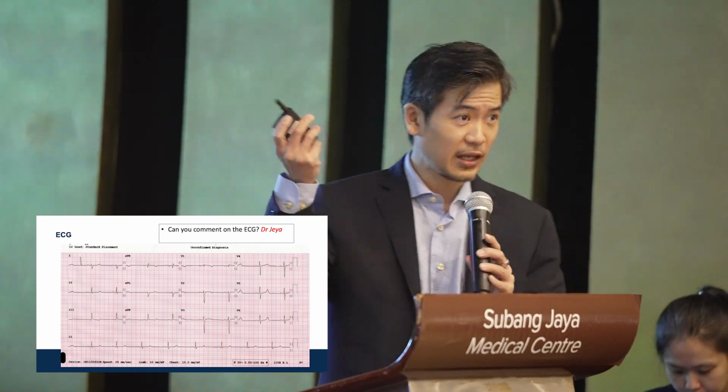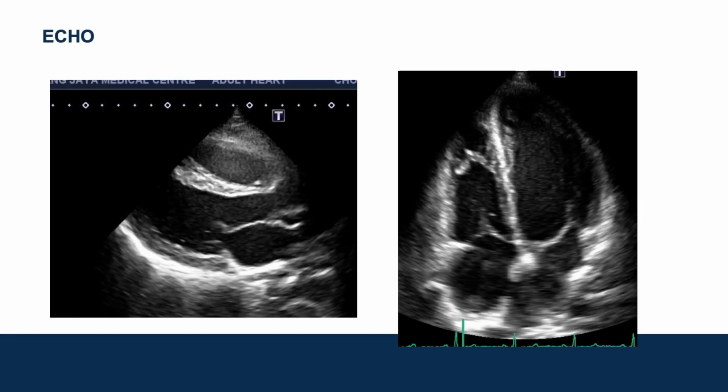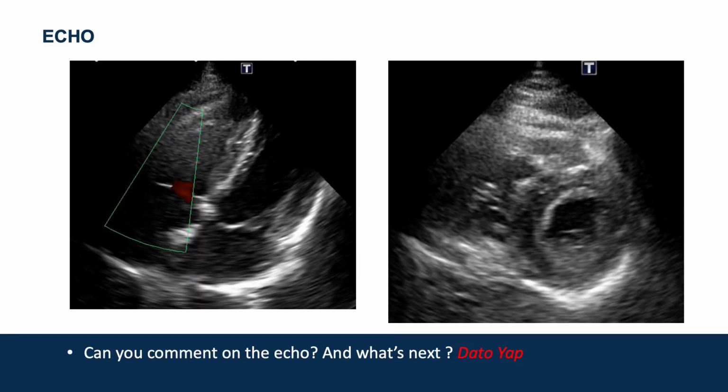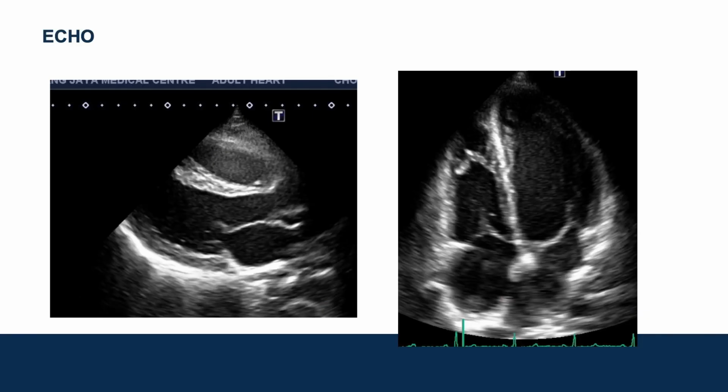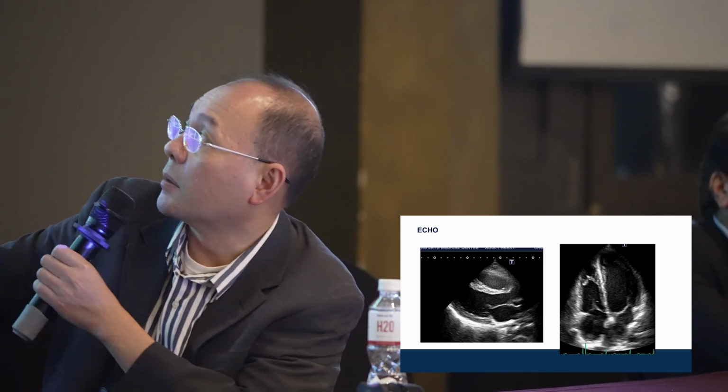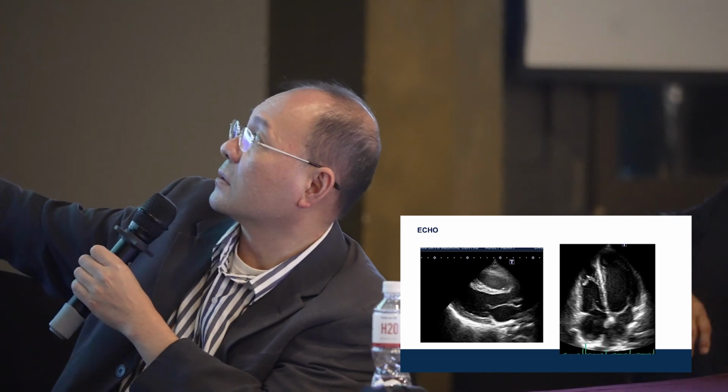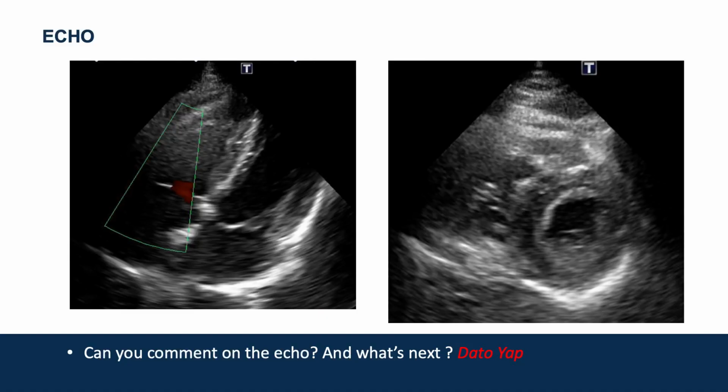So we did an echo, and this is a still image, but one look at these 4 still images, maybe I can get Dr. Yap to comment on the echo. Normally on the echo, this on the left is the 4-chamber view. On the 4-chamber view, this part is your left ventricle, left atrium, right ventricle, and right atrium. On the cross-sectional view, the short axis, you will see that this is the left ventricle and this is the right ventricle.